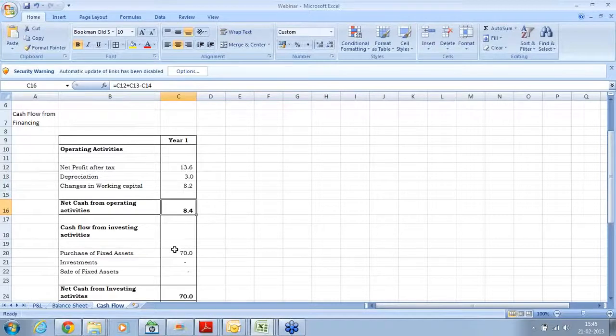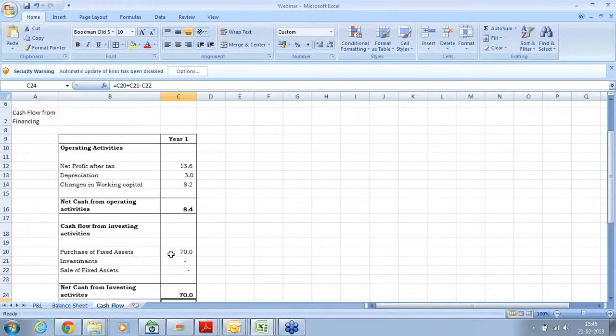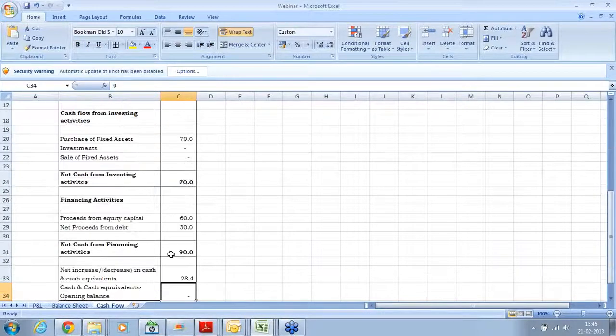And let us assume that you are purchasing some fixed assets. I'm assuming you're purchasing a fixed asset which costs about 70. Then you have raised equity of 60, you have raised debt of 30. So 90 rupees you have raised in terms of equity and debt. You remember I had spoken about capital structure. This 70 is the asset you are spending. So how much is the cash you have? You have something called 28.4.